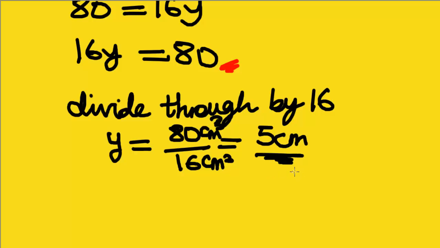Y is the length, so the unit is going to be centimeters. For an area, it will be centimeter squared. For a volume, it will be centimeter cube. But that's not the main focus. The main focus of this question is getting a number right, which is 5.